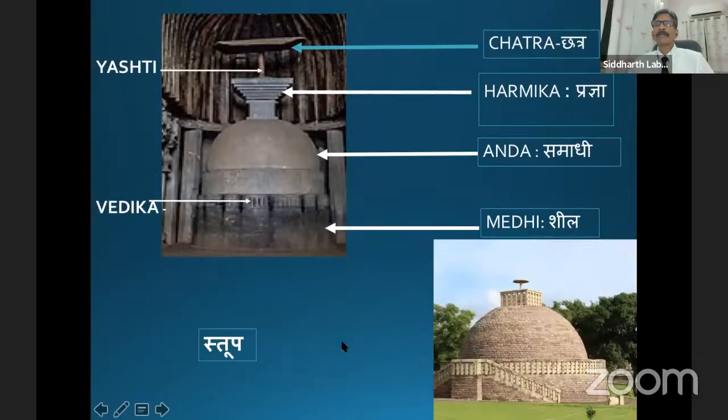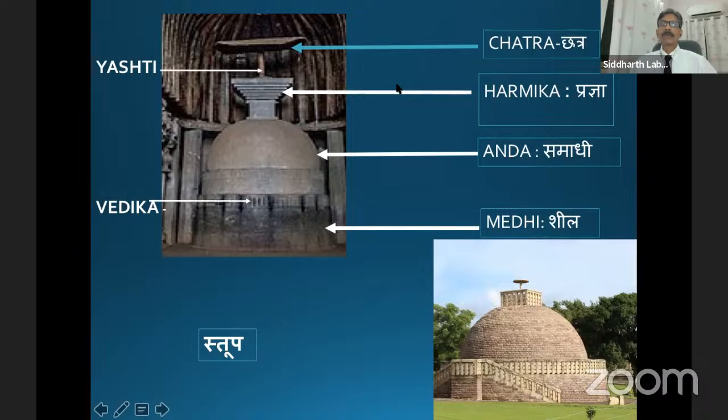Now this is the stupa. When we go to the Vihara, Leni, we must know what is the stupa and what are those parts of the stupa. See, the main foundation of the stupa is the medhi, that represents the sila. Then above that there is a rounded shape, that is the anda, the symbol of the samadhi. In between there is a vedika, a compound-like structure. So that is called the design, that is the vedika. And above that there is a harmika that represents the prajna, that is the wisdom, supreme wisdom. And then above that there is a chhatra. That chhatra is upheld by yasti, that is the stick in between.